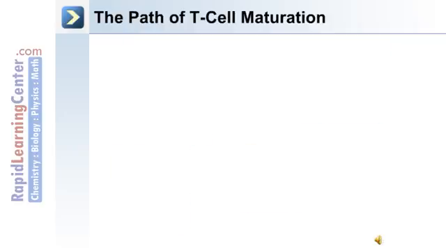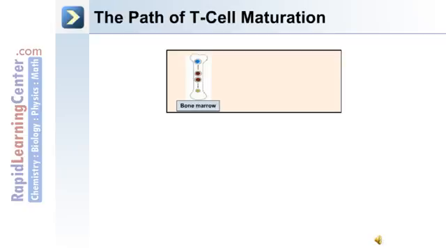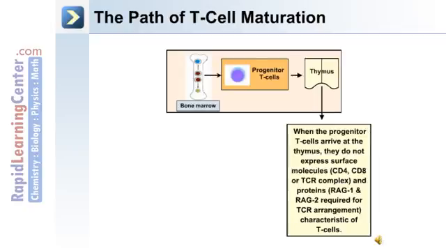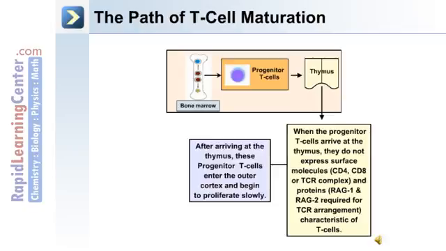Let's continue our discussion of T cells. T cell maturation. After being formed in the bone marrow, progenitor T cells migrate to the thymus. When the progenitor T cells arrive at the thymus, they do not express surface molecules such as CD4 or CD8 or the T cell receptor complex, and proteins such as RAG1 and RAG2 required for TCR rearrangement, which are characteristic of T cells.